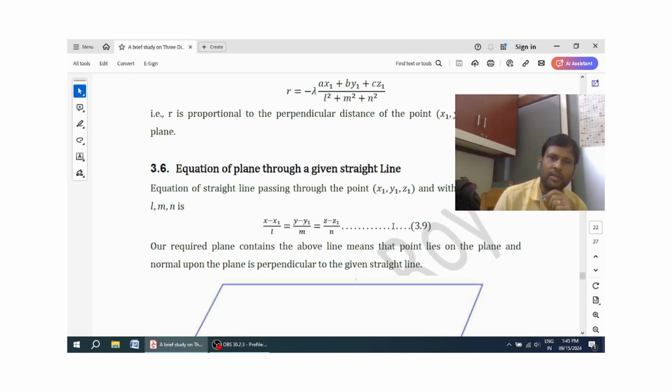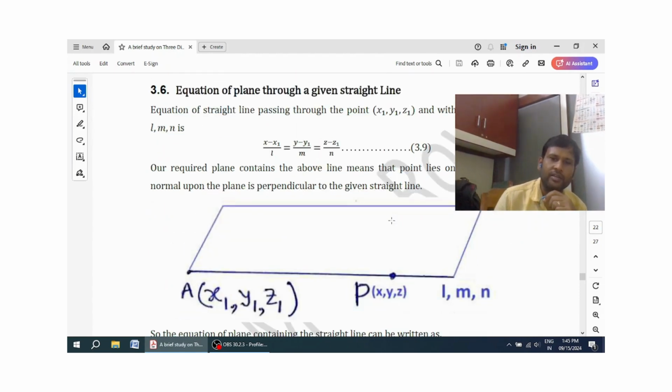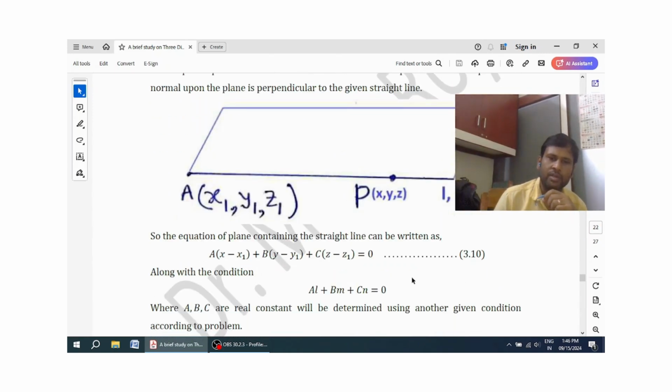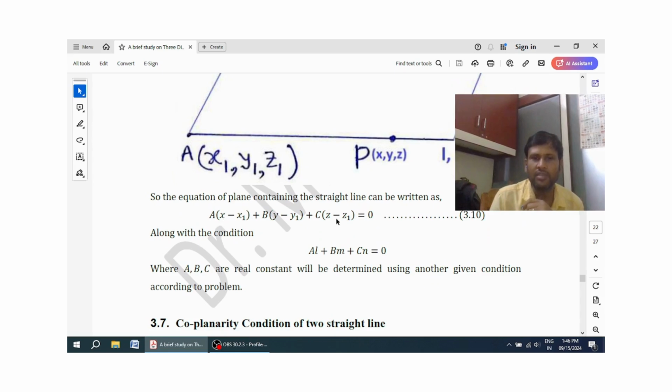Equation of a plane through a given straight line. This is the equation of a straight line, and l, m, n are the direction cosines of the line, and any plane passing through this line can be written as these two conditions. As there are three constants, we have to find another condition to obtain these three constants.